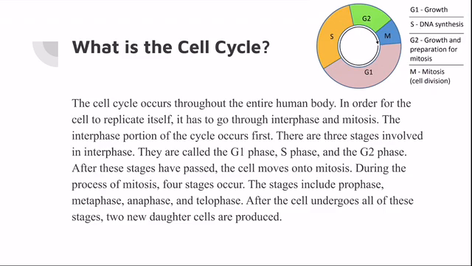After these stages have passed, the cell moves on to mitosis. During the process of mitosis, 4 stages occur. The stages include prophase, metaphase, anaphase, and telophase. After the cell undergoes all of these stages, 2 new daughter cells are produced. In the diagram in the upper right corner, it shows all of the stages of the cell cycle.